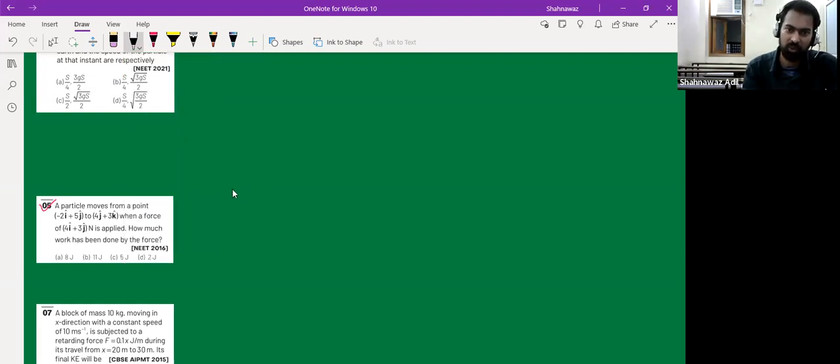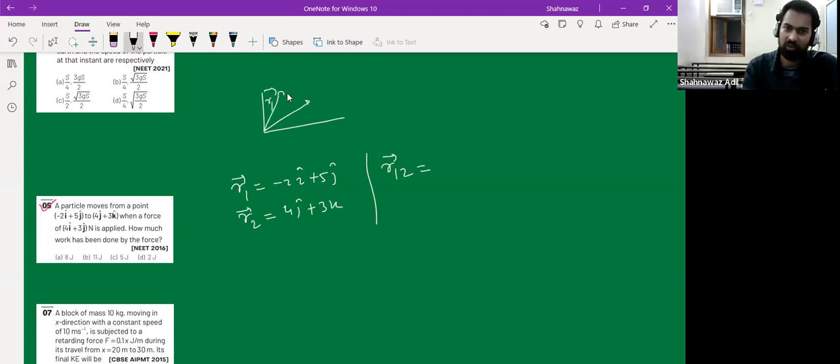So position vectors are given, minus and 4j plus 3k. Right. So what will be the displacement? Let's say this is R1, and this goes from here. So this is R2, and this is the displacement vector, right? Which is R2 minus R1, right? Okay.